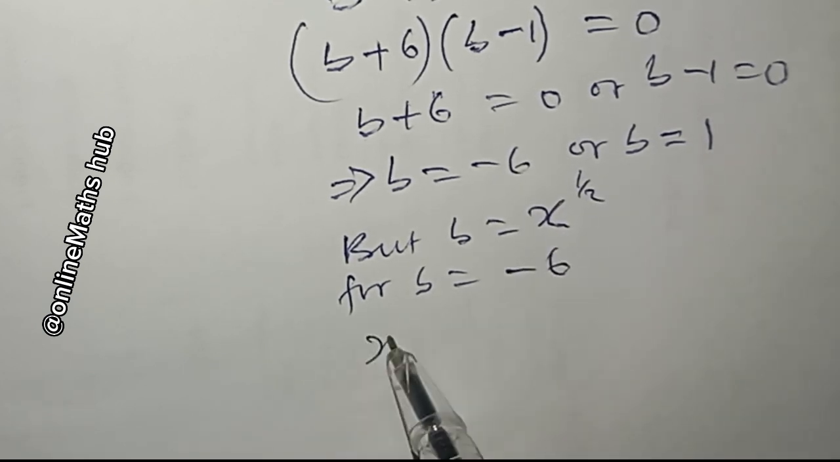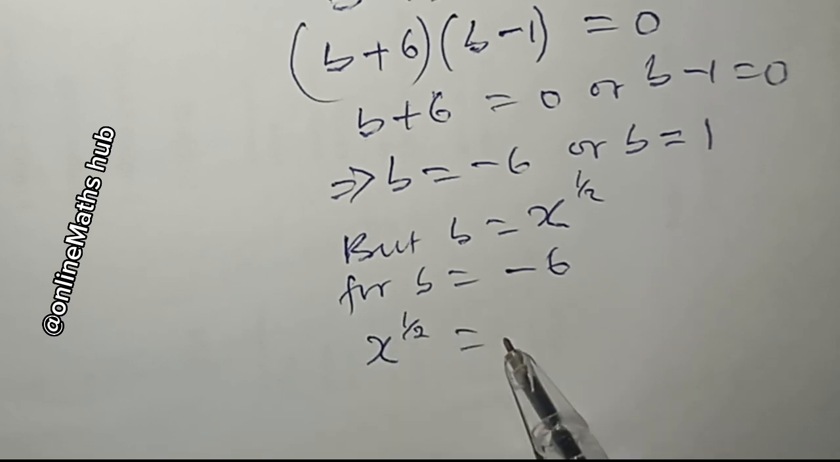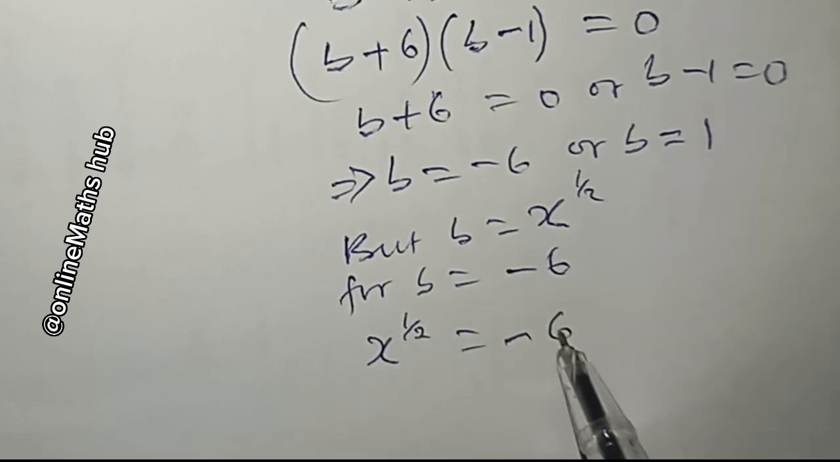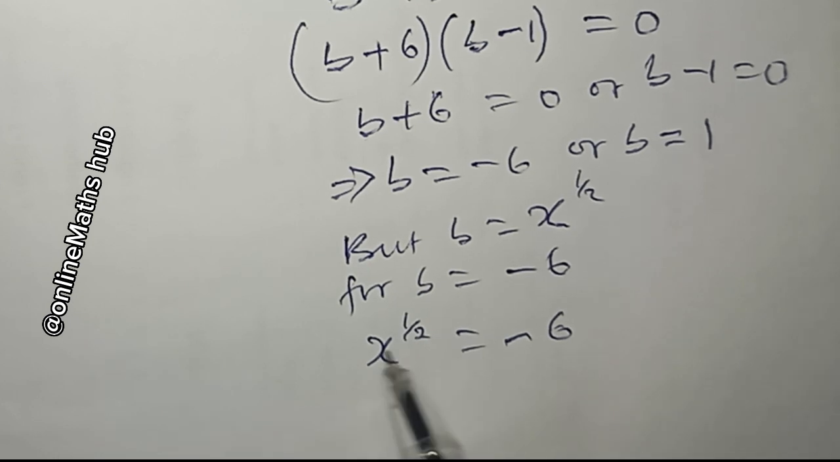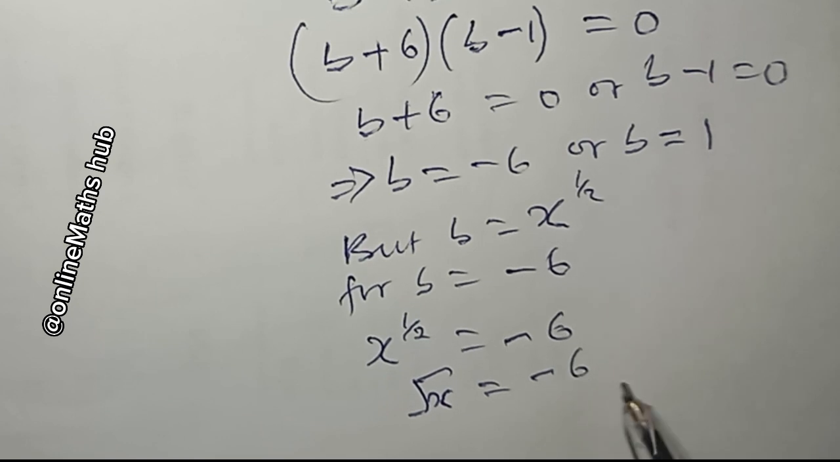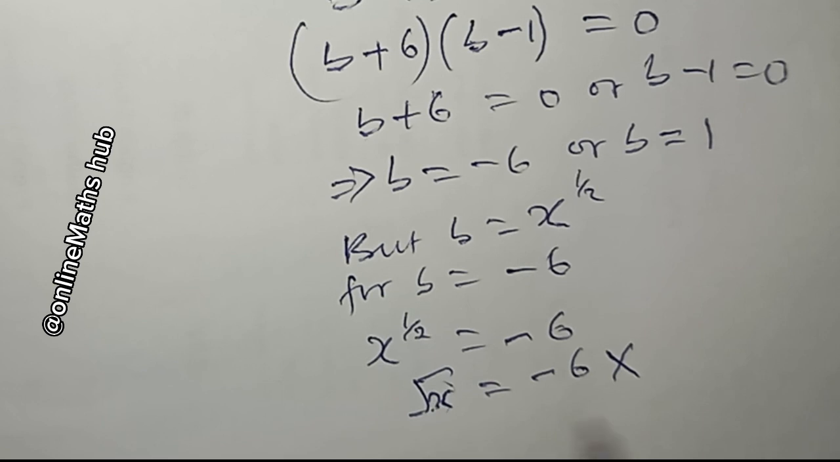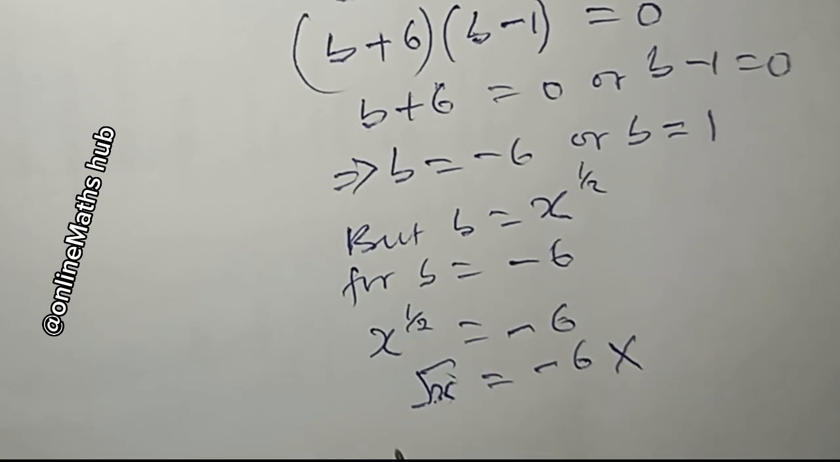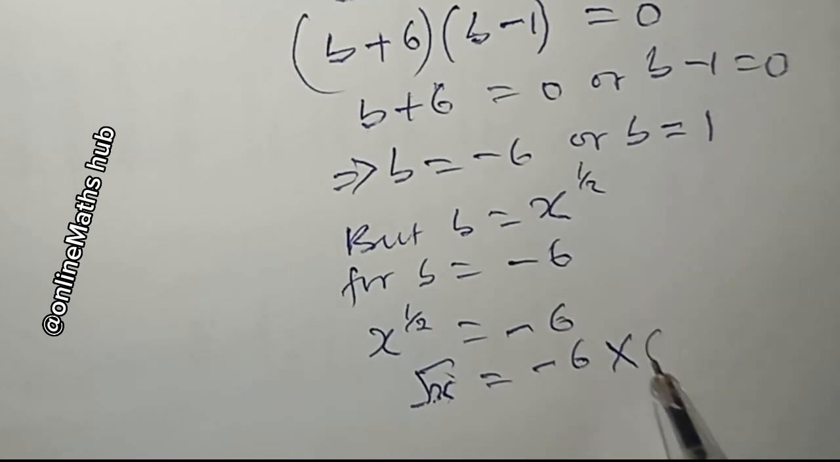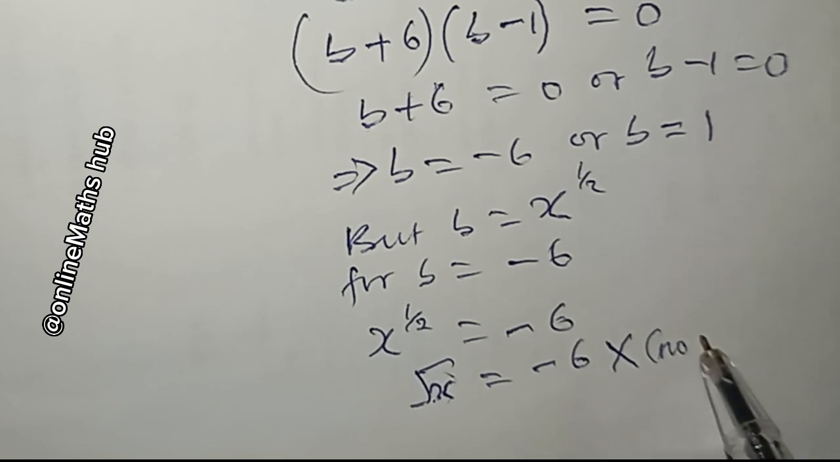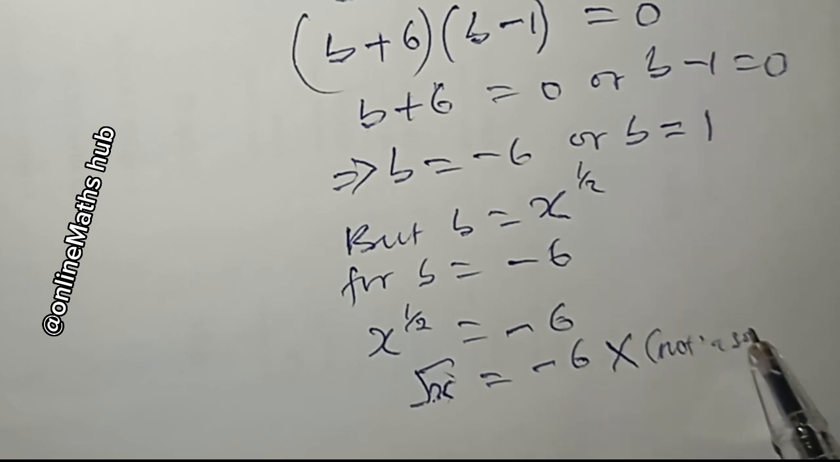You can see that x power 1 over 2 is equal to minus 6. Of course, you know that x power 1 over 2 is actually the square root of x, which is equal to minus 6. Of course, you know that this cannot work because there's no single value of x that when you take the square root is going to give you negative 6. So this cannot be a solution to this equation. And so we check the second one. So this one is not a solution.